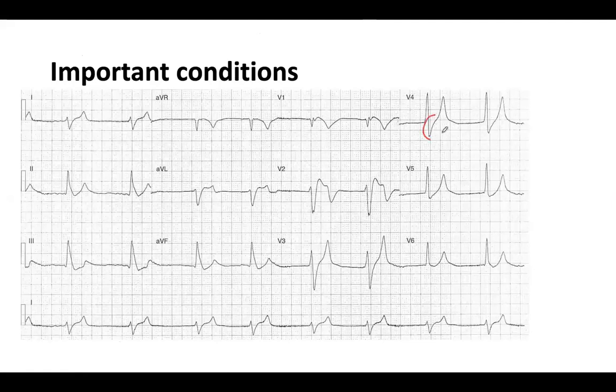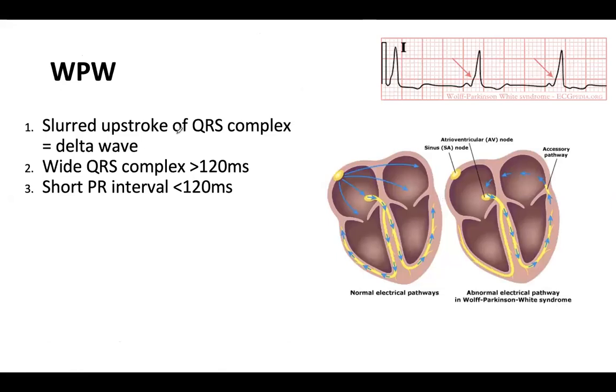This is just showing a slurred S wave, which is indicating Wolff-Parkinson-White. So there's a slurred upstroke of the QRS complex, also called a delta wave. The QRS complex is wide, and there's a short PR interval. So there's an accessory pathway, which is causing re-entry.